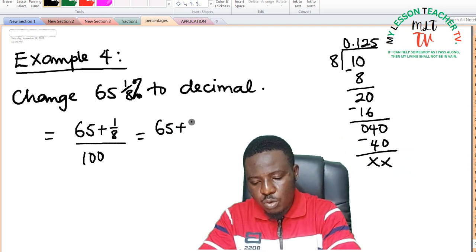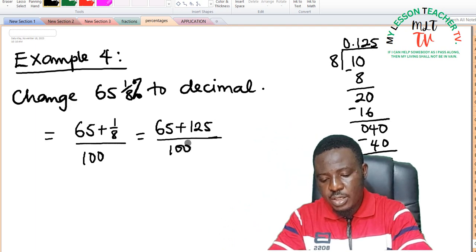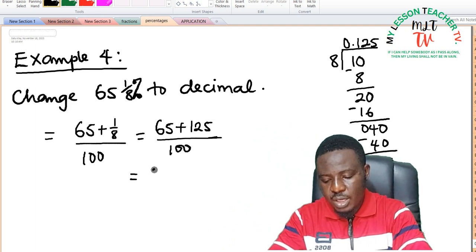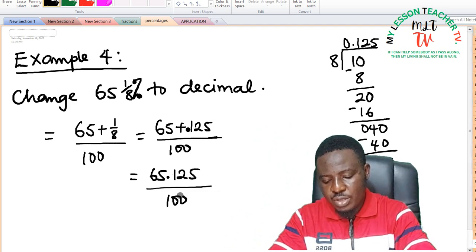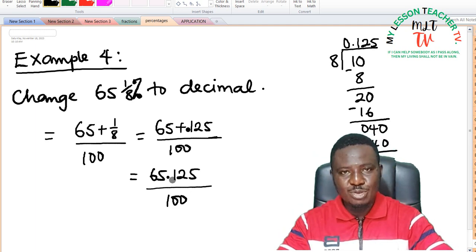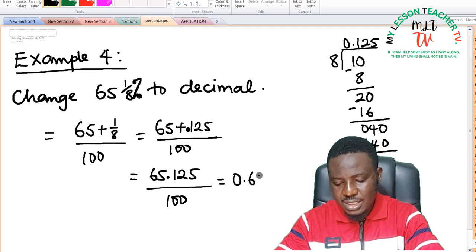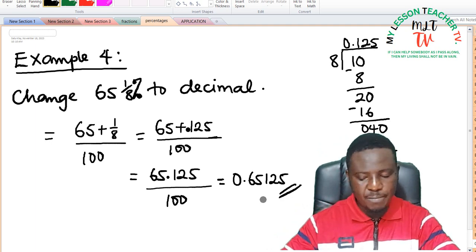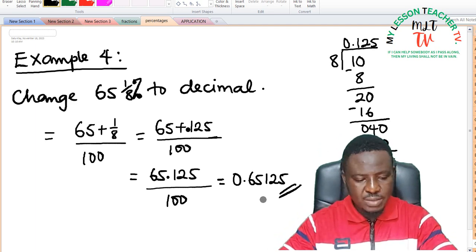So I'm going to add these two: 65.125 divided by 100. So you now move the decimal point 2 times to your left as usual, and this is said to be equal to 0.65125 as your answer. We shall now take more exercises on changing percentages to decimals.